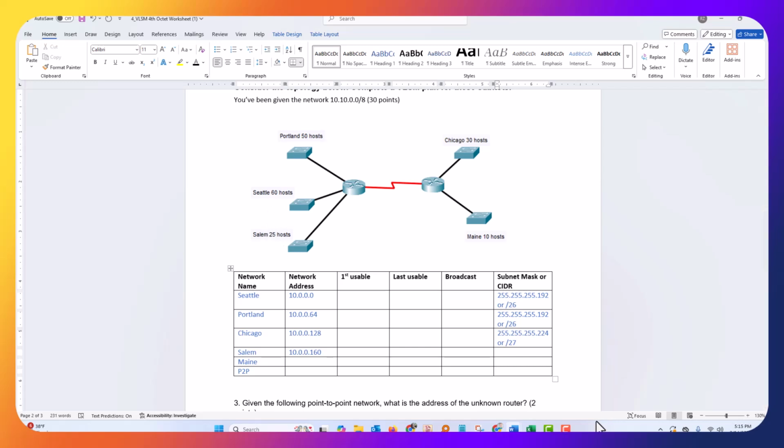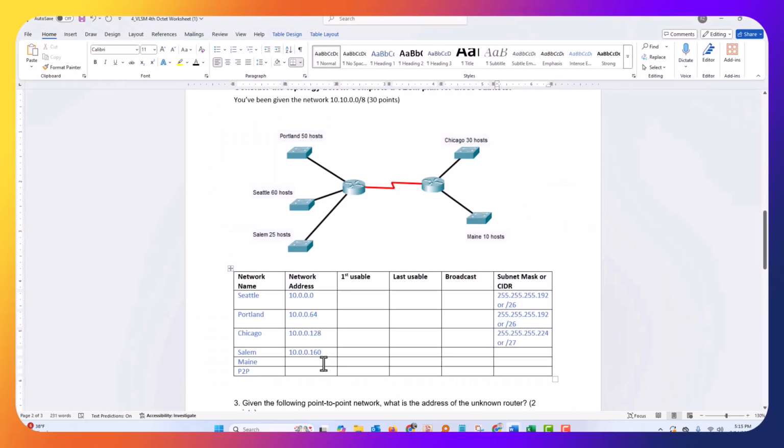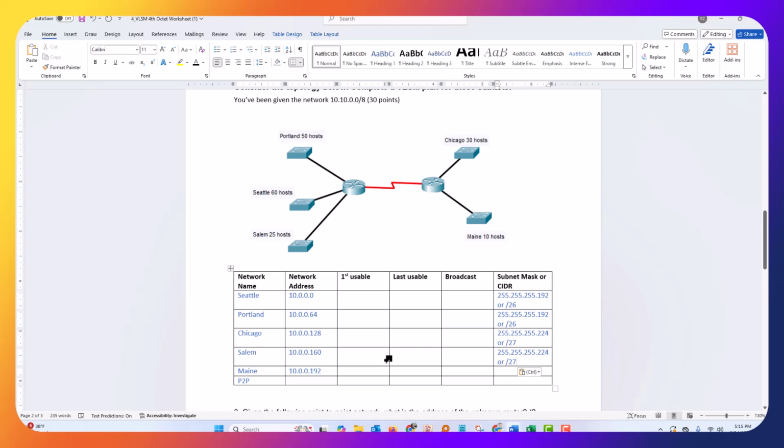All right, Salem. Salem needs 25 hosts. Well, I can use the same one for that. So I'm going to go 32 more in the fourth octet. So 10.0.0, and I need 32 more, so that would be 192. And I used the same subnet mask.